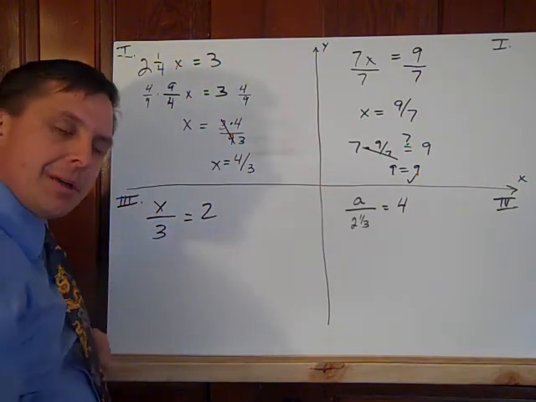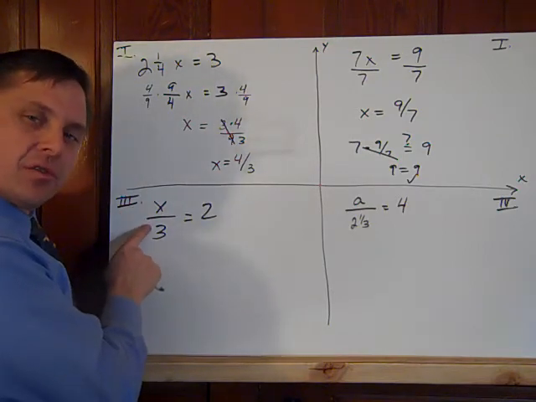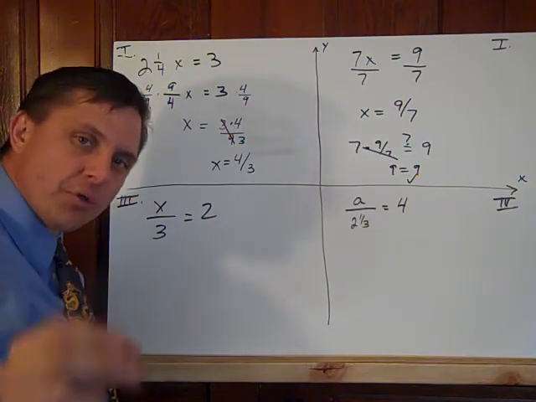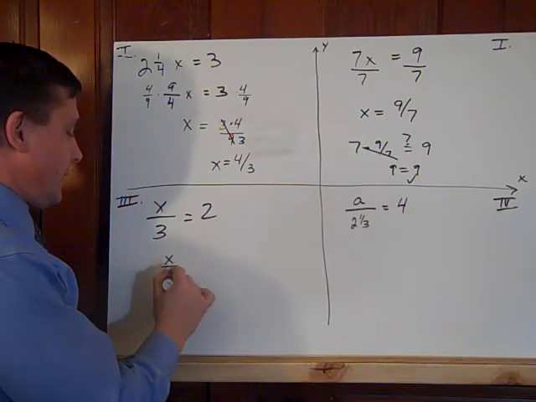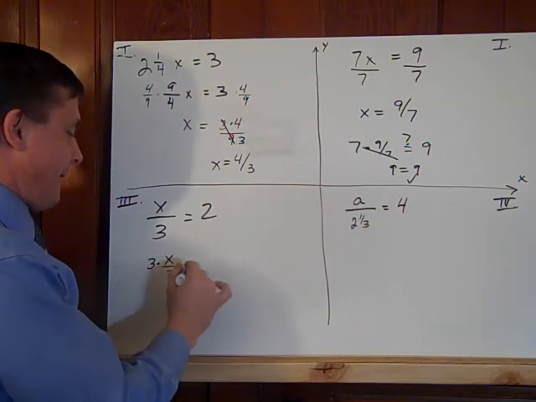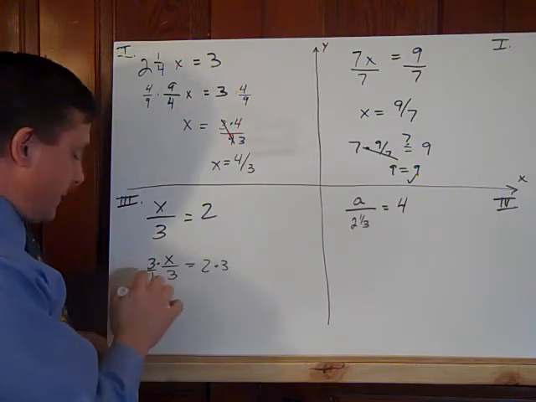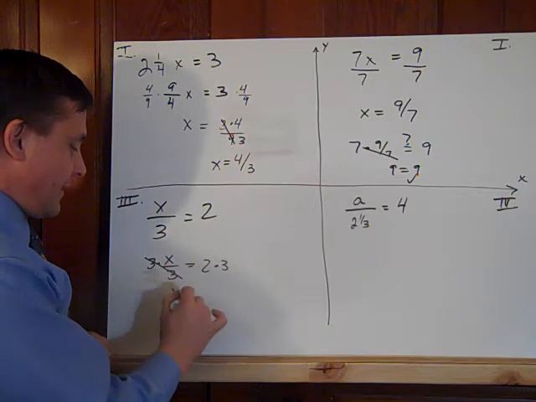Now, quadrant 3. What's happening here? I got x, fraction line 3. What is a fraction line? Division. What's the inverse of division? Multiplication. So I need to multiply both sides by 3. And when I do that, 3 over 1, right? But I don't need to show the over 1. 3's cancel. I get x equals 6.